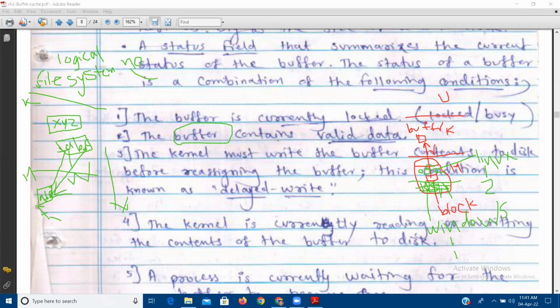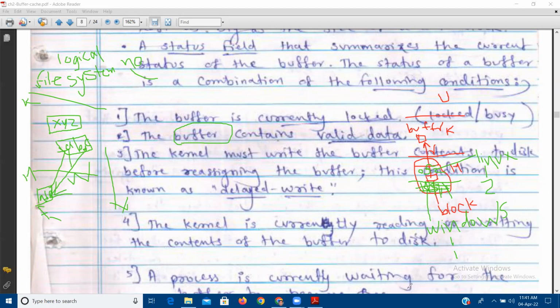Done. Fourth status, the kernel is currently reading or writing the contents of the buffer to disk. म्हणजे एखाद्या वेळेस एखादा बफर आपण ऍक्सेस करायला गेलो तर त्याचं स्टेटस असं पण दाखवलं जाते की मी सध्या बिझी आहे, मी रीडिंग मध्ये बिझी आहे किंवा रायटिंग मध्ये बिझी आहे. सो दिस इज अनदर स्टेटस ऑफ दॅट बफर.